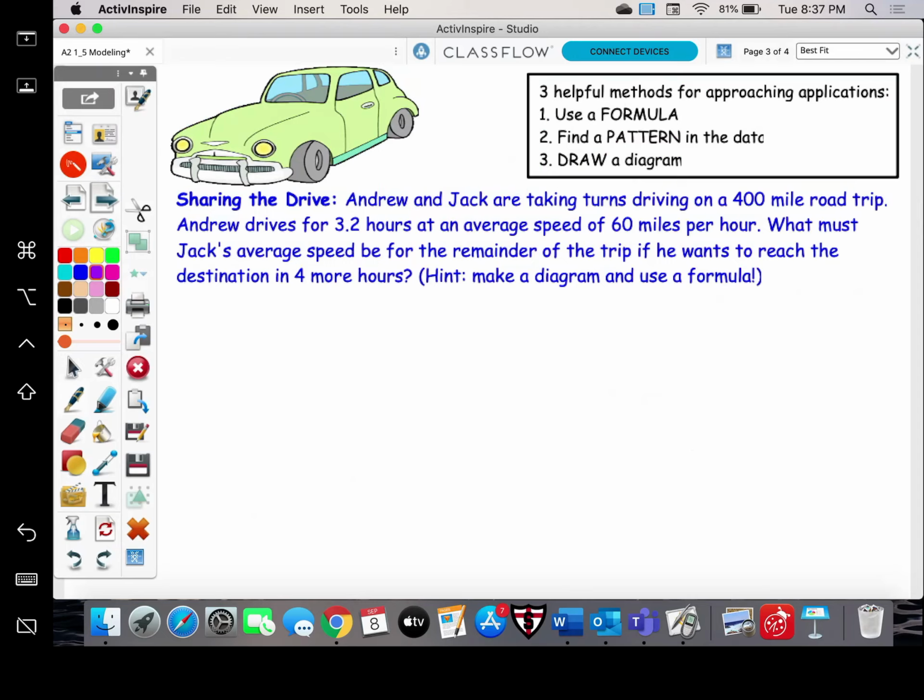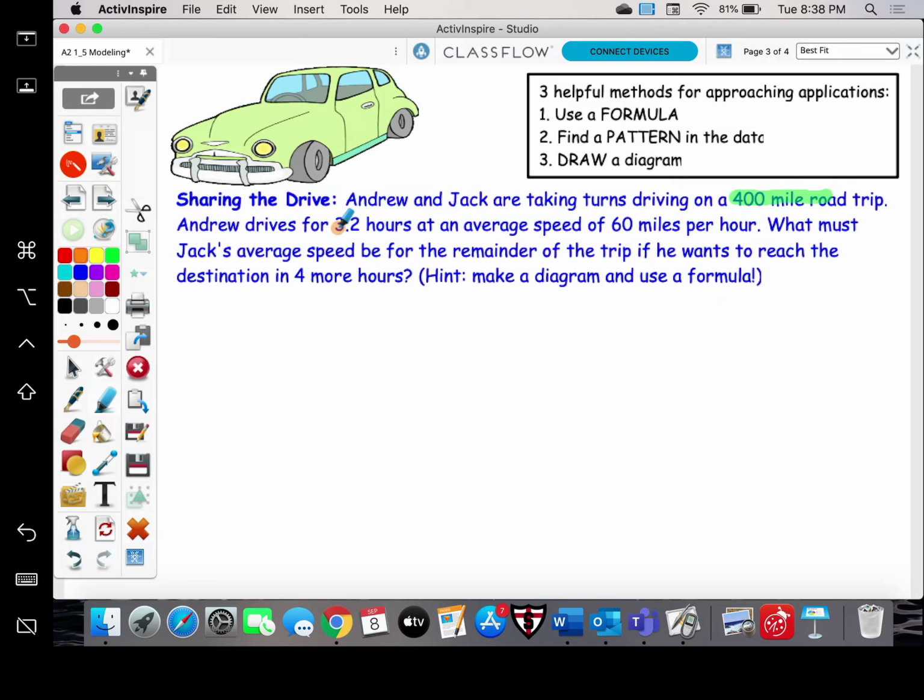Okay? So when you are approaching these application problems, you kind of have 3 helpful methods up here that will help you. If there's a formula that you know to use, go ahead, use the formula. Look for a pattern. Sometimes just drawing a picture will help. Some of these are very hard to visualize, but drawing pictures could help you out. All right? So let's see. We have Andrew and Jack who are going to go on a road trip. They're taking turns driving on a 400-mile road trip. Okay, so total of 400 miles.